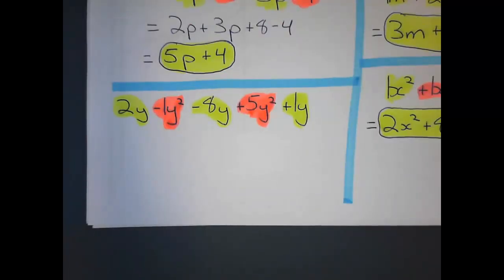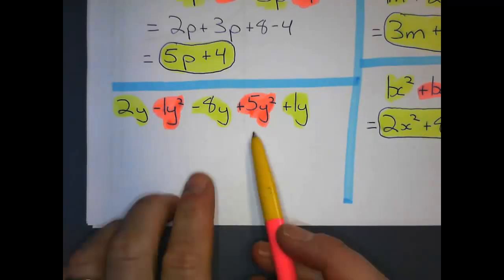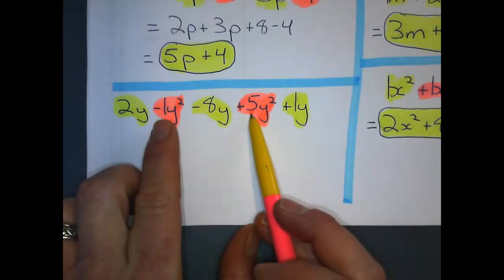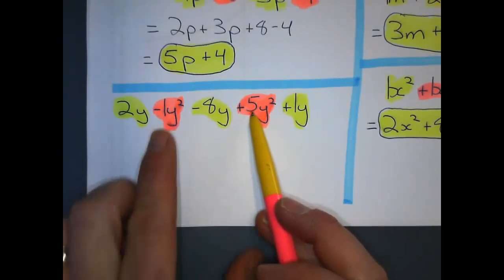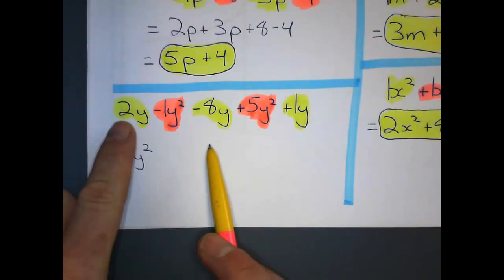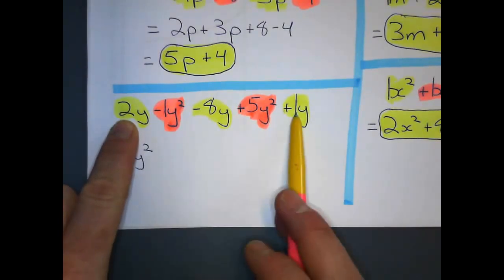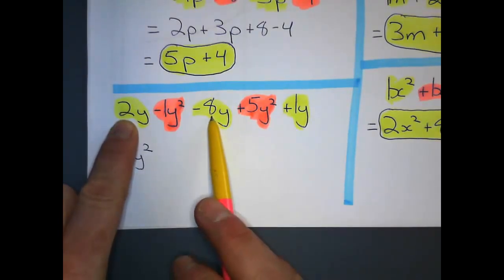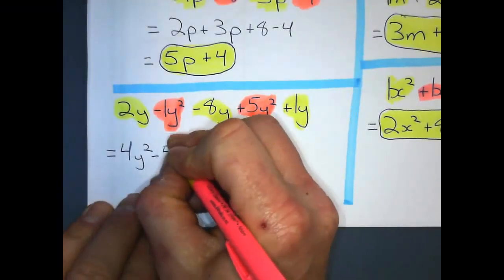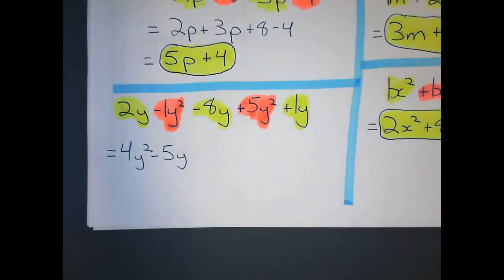So I've highlighted all the like terms, and I just combined their coefficients, and I'm going to start with the y squared term first. Negative 1 plus 5 is 4. Next up are the y terms. I've got 2 minus 8 plus 1. 2 minus 8 is negative 6, plus 1 more is minus 5y.